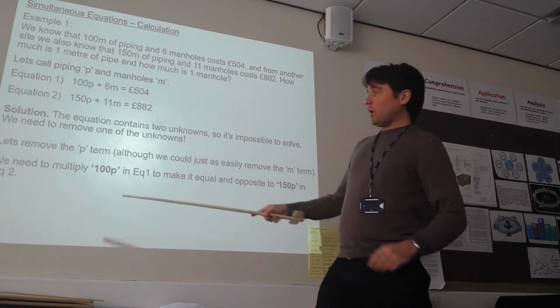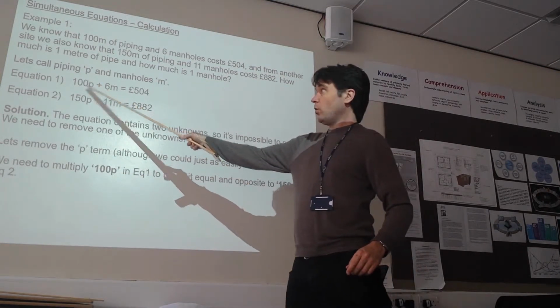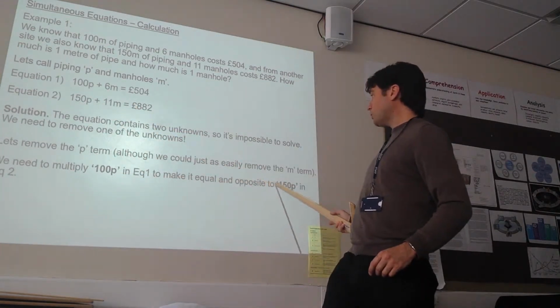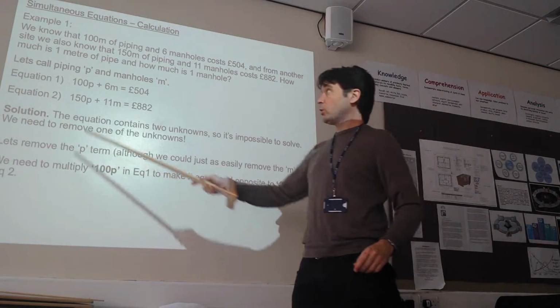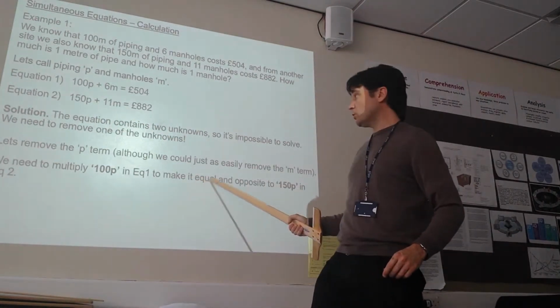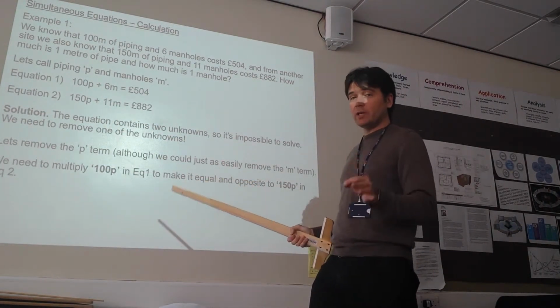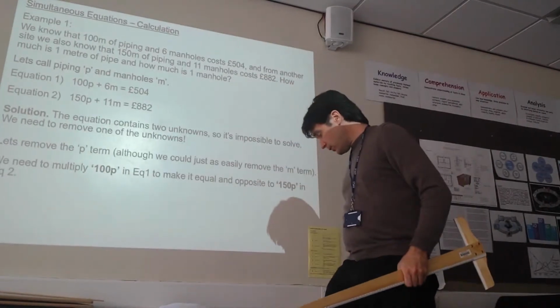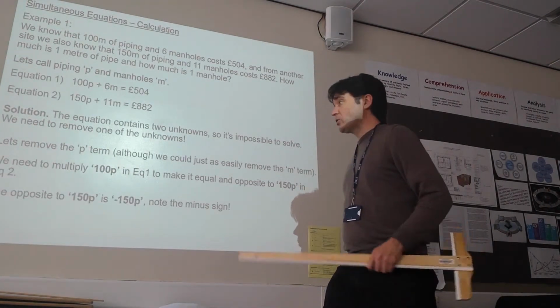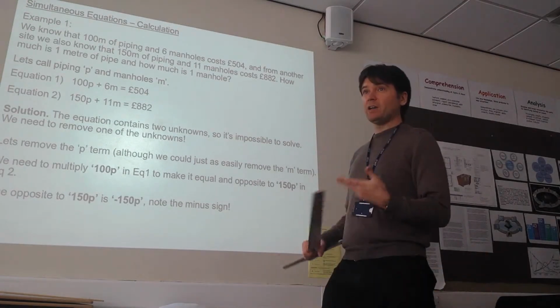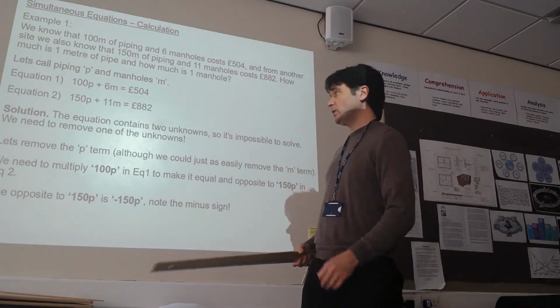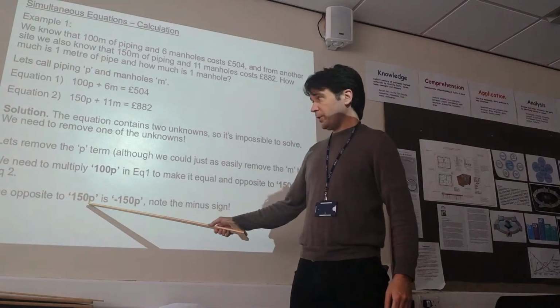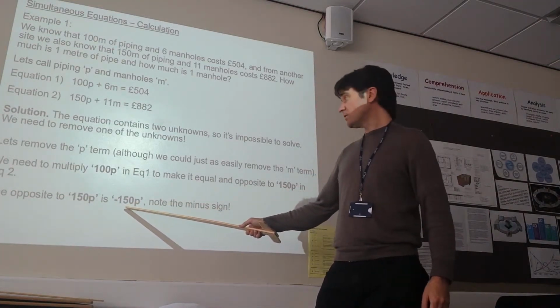We need to multiply 100 in equation 1 to make it equal and opposite to 150p in equation 2. Notice it says equal and opposite, not just equal. So if we multiply it by 1.5, it makes it equal, and by minus 1.5 is minus 150, that makes it opposite as well. So the opposite to 150p is minus 150p.